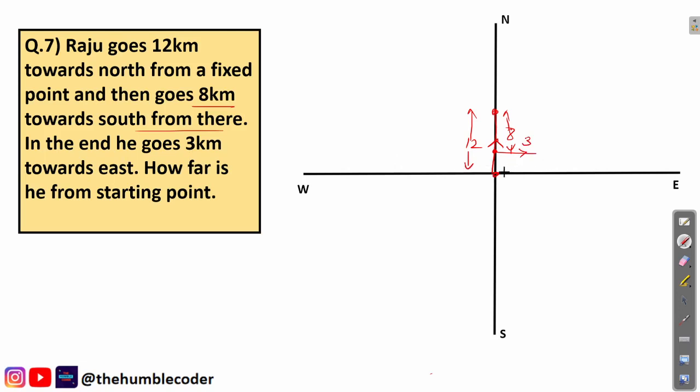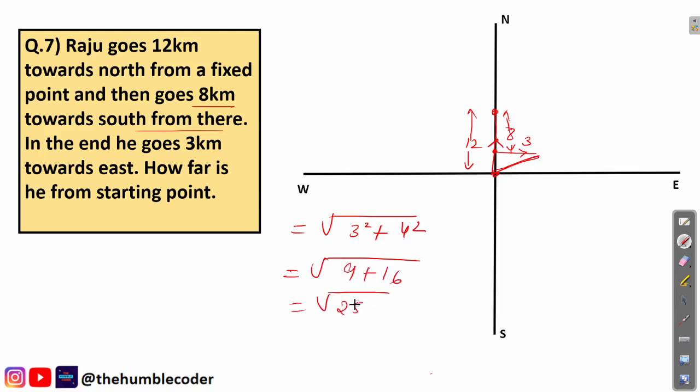So basically we need to find out this distance, right? So already one direction we have is 3, so 3 square, and the other one is 12 minus 8, which is 4. So let's find out. 9 plus 16 is 25 and the root of 25 is 5. So the answer is 5 kilometers. Let's check whether it is correct or not. So the correct answer is 5 kilometers.